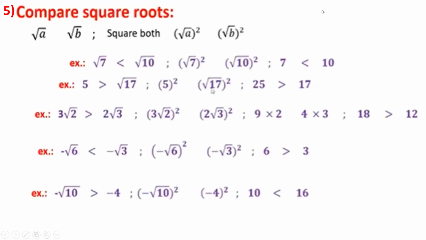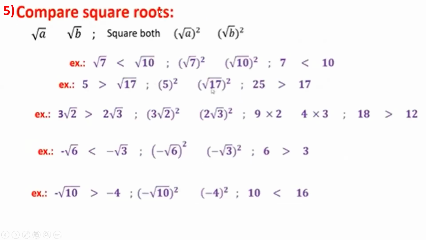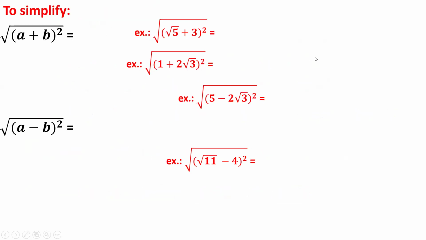How can we compare 2 square roots? To compare 2 square roots or a square root with a number, we make them both squared. So radical a is compared with radical b, we make it radical a all of it squared compared to radical b all of it squared. Then we compare the answers and we compare the radicals.